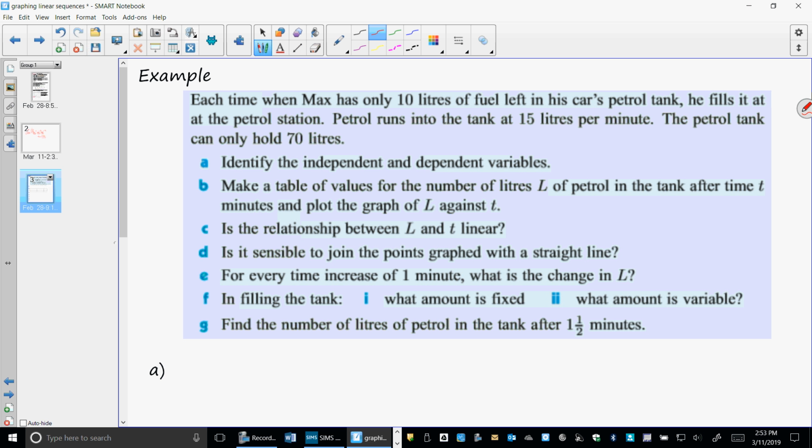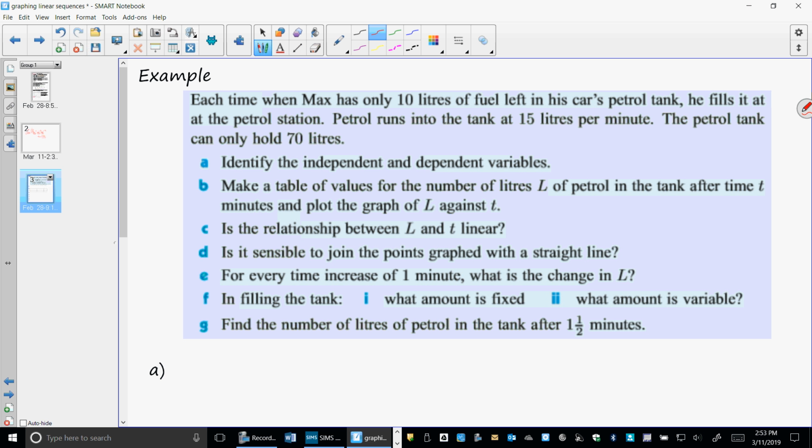Each time when Max has only 10 litres of fuel left in his car's petrol tank, he fills it at the petrol station. That's what people in the UK call a gas station. Petrol runs into the tank at 15 litres per minute. The petrol tank can only hold 70 litres. Identify the independent and dependent variables.